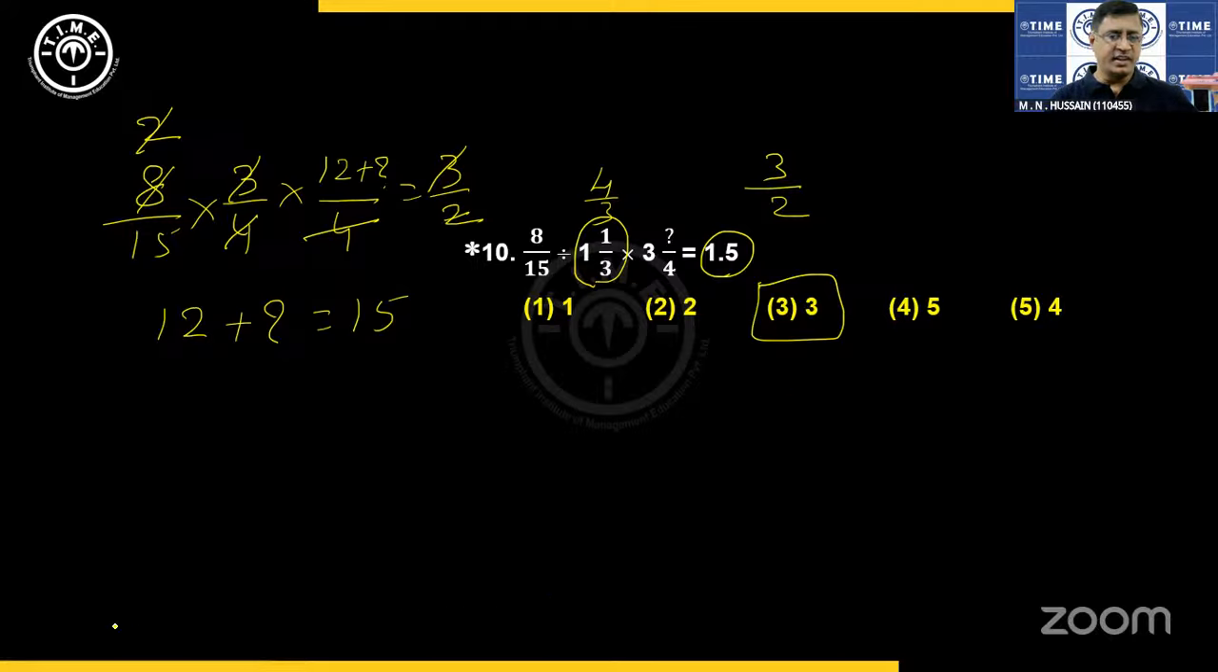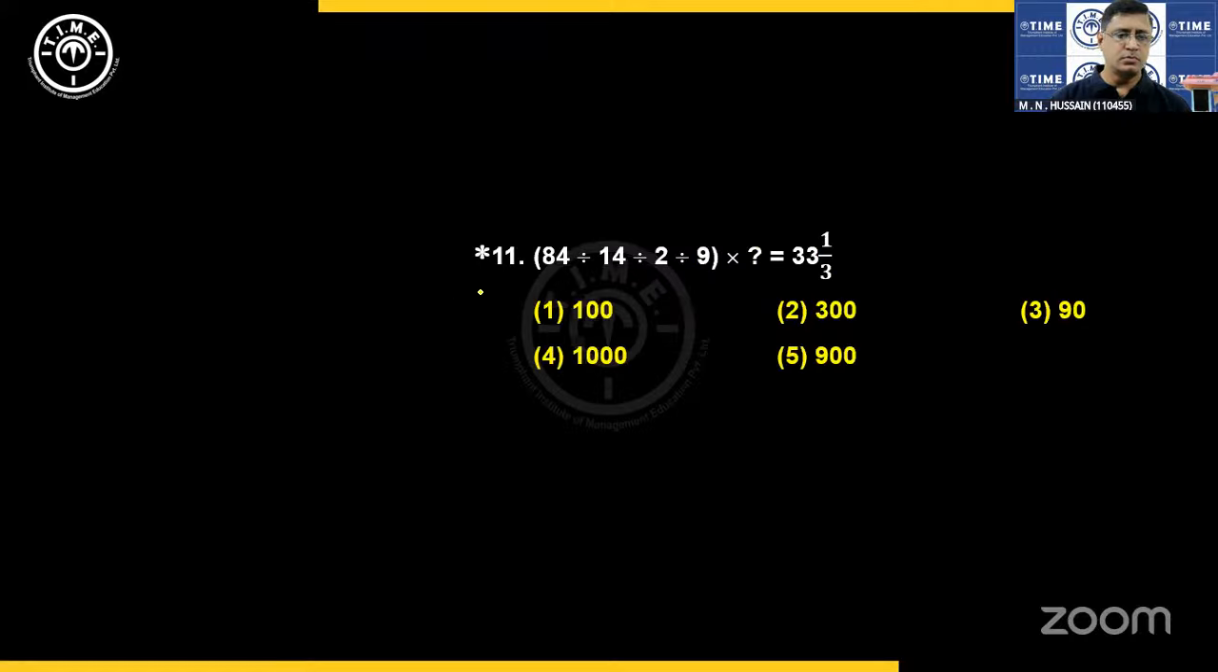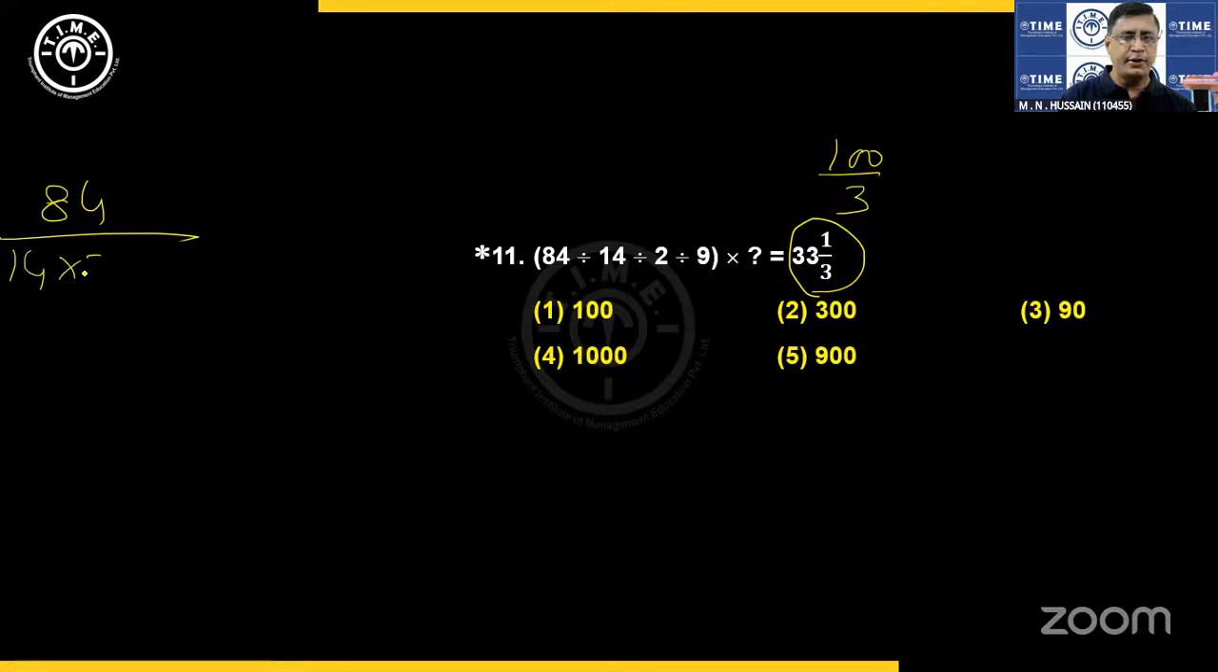Okay. Now look at the next example. Question number 11. 84 divided by 14 divided by 2 divided by 9 is given in the bracket into question mark is equal to 33 1 by 3. 33 1 by 3 means that is 100 by 3. Simplify. 84 divided by 14 divided by 2 divided by 9 into question mark is equal to 100 by 3.